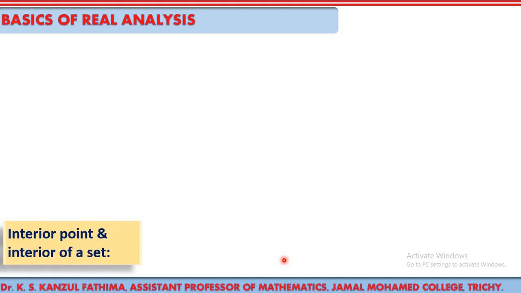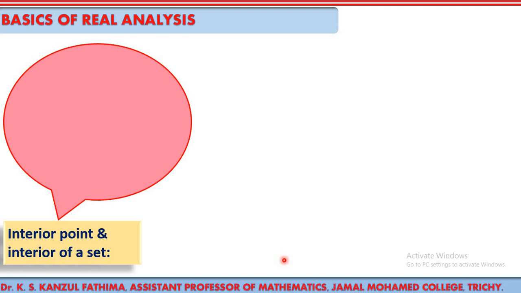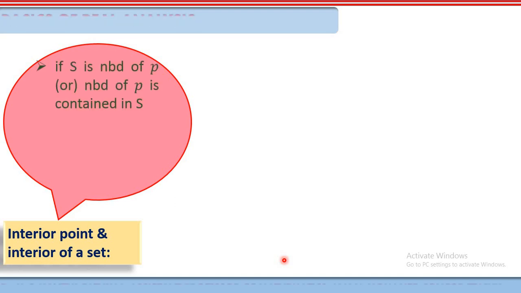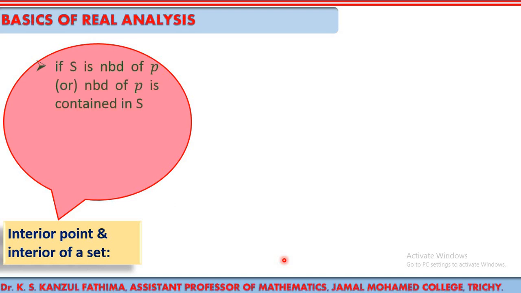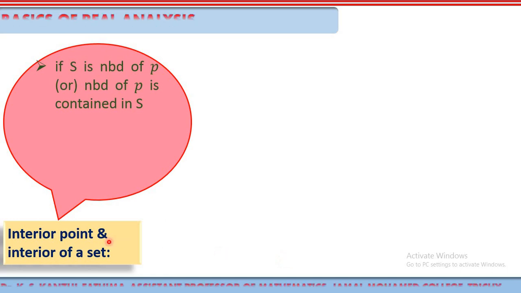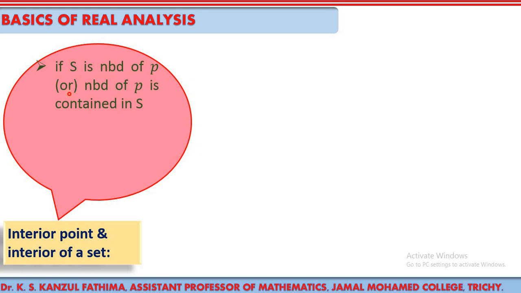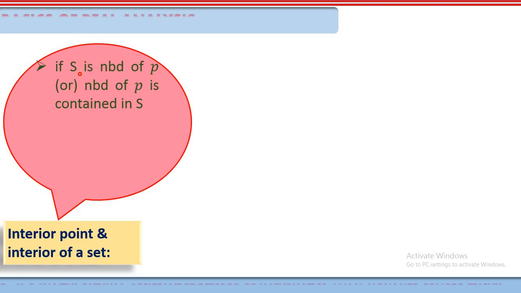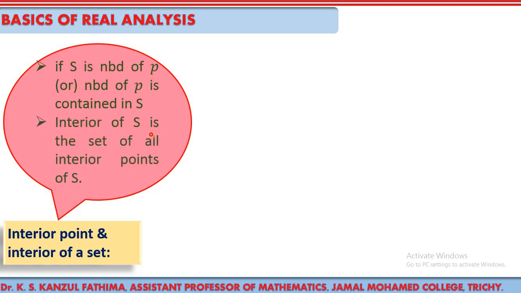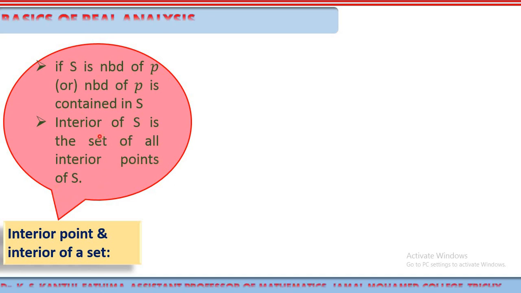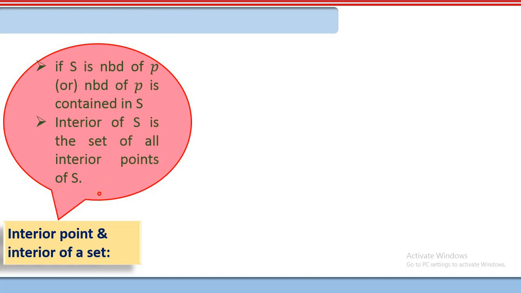Next one is interior point and interior of a set. If S is a neighborhood of P, or a neighborhood of P is contained in S, then the point P is an interior point of S. Interior of S is the set of all interior points of S. Clearly, interior of S is open.